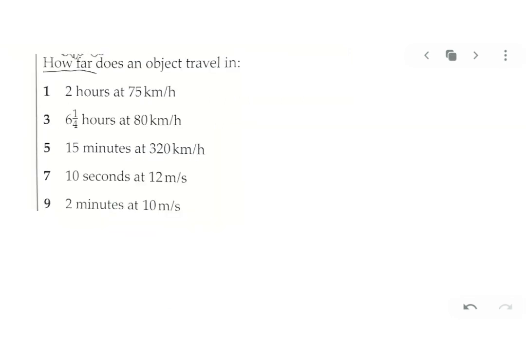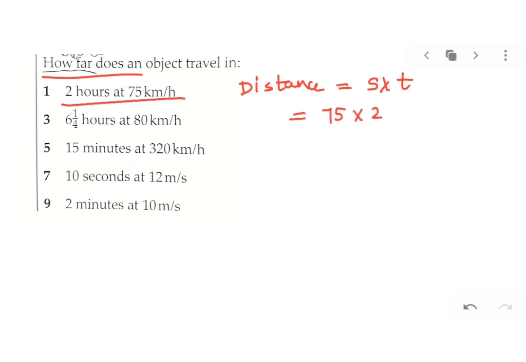Let's see next. We have how far does an object travel? What do you mean by how far? That means we have to find distance. And distance, as I said, is speed into time. So now you have been given in your first problem, your time is 2 hours, your speed is 75. Can you multiply and get the answer? So distance will be in kilometers. Got my point clear?